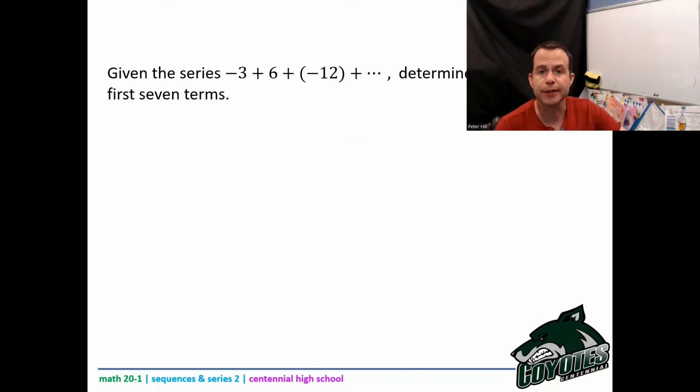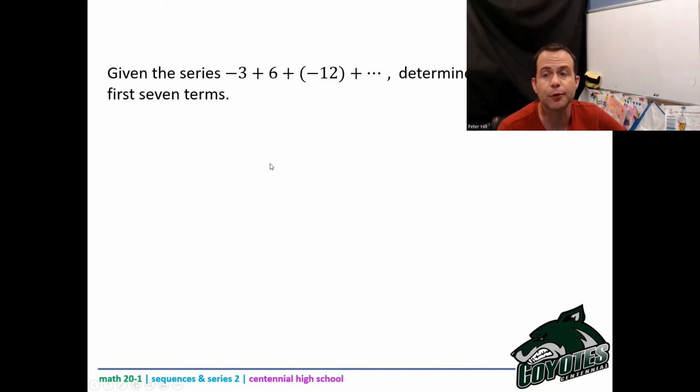Okay, given the series -3 plus 6 plus -12 plus ..., determine the sum of the first 7 terms. Okay, again, we got to look at this and say, is it arithmetic or geometric? Well, I'm going from -3 to 6 and then 6 to -12. I'm multiplying by -2 every time. So if I'm multiplying by -2 every time, I know it's geometric. I know my r value is -2, and I don't know t of n.